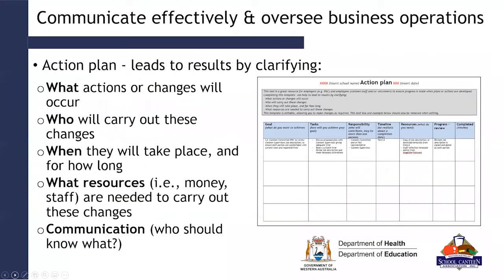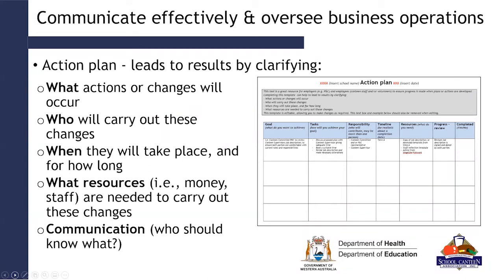So this is a copy of the action plan. We've put an example underneath the first box there. You'll see it just underneath the blue row, that header. An action plan helps you to clarify exactly what you're doing. So what actions or changes will occur, and really importantly, who's going to carry it out.